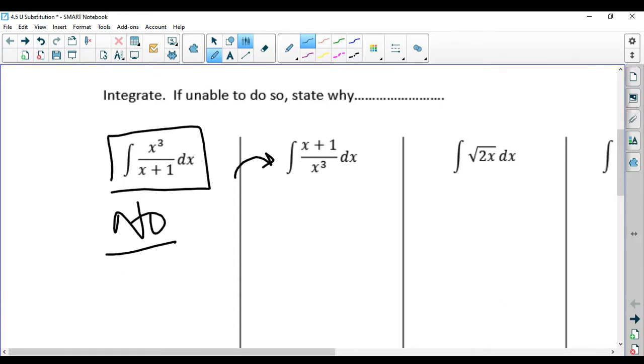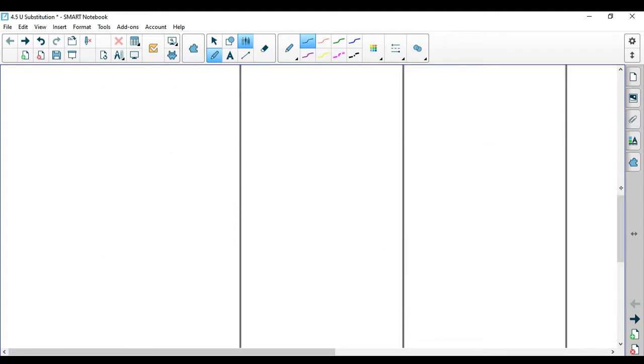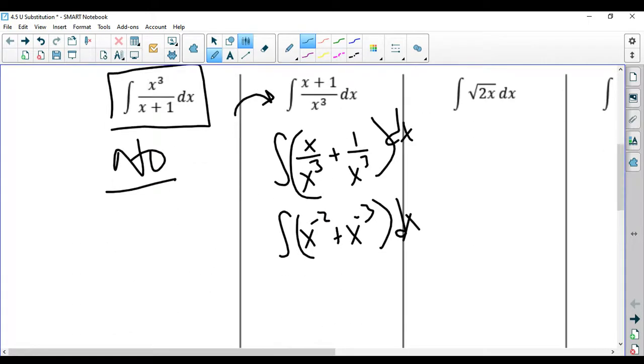Next function, it's also a quotient, but this quotient we can actually split up, and then you can use properties of exponents. And now this is a function that we can definitely do. It's the sum of x to a power, or difference of x to a power, doesn't matter. And you just integrate separately. So this one we can do.